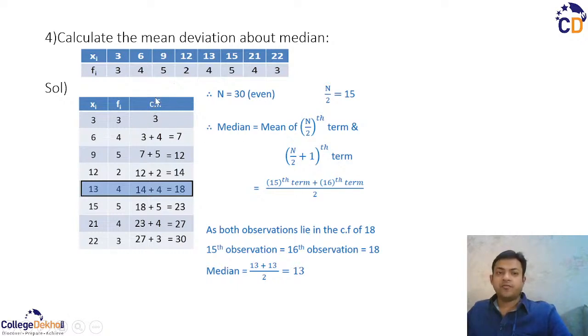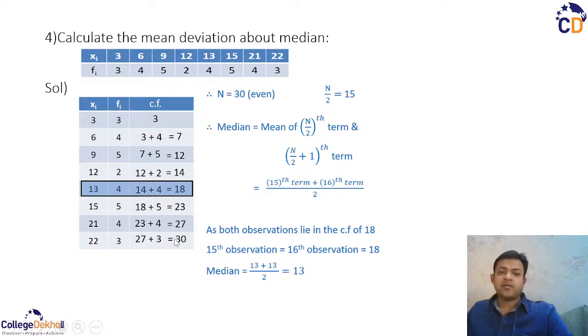In order to do so, we first need to calculate the cumulative frequency. If you remember, we have discussed this in detail in our class on median. So the value of cumulative frequency would be, for the first row it is 3, for the second row 3 plus 4 is 7, then 7 plus 5 is 12, 12 plus 2 is 14, 14 plus 4 is 18, and so on.